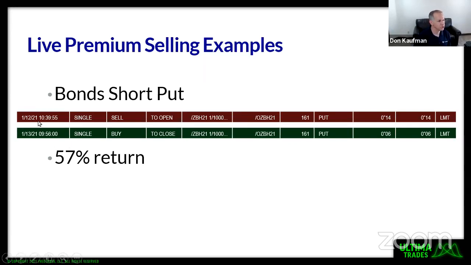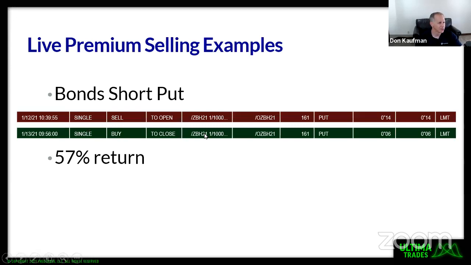So on bonds, I opened this January. By the way, I'm going to give you pretty much the entire quarter. The first quarter, I'm going to give you every single trade in the first quarter, and I'm actually going to take you right up until yesterday. So here's actually bonds. In the bonds, what did I do? I went out and sold the 161 put, bought back the 161 put. I sold it for 14 ticks, covered it for 6 ticks, 57% return.